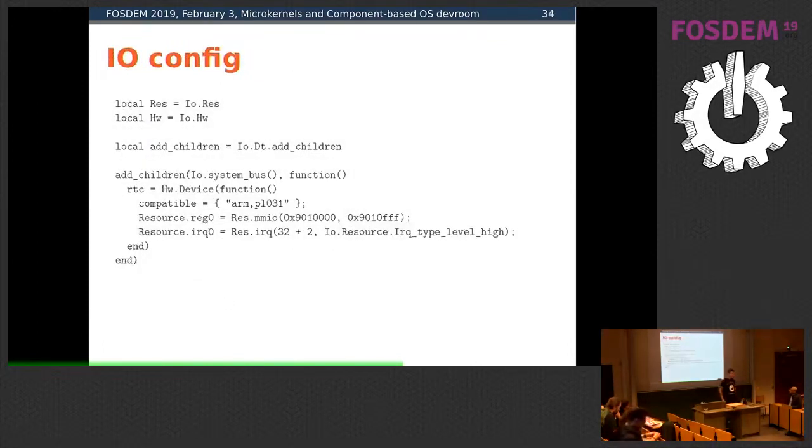So the I/O config, which is passed to I/O, looks like this. We basically create a new device called RTC. And very similar to how it is in the device tree, which is given to the Linux VM, we also specify the compatible property and also say what I/O registers and interrupts the device is using. So when we do this, then I/O will request this device from Sigma 0.